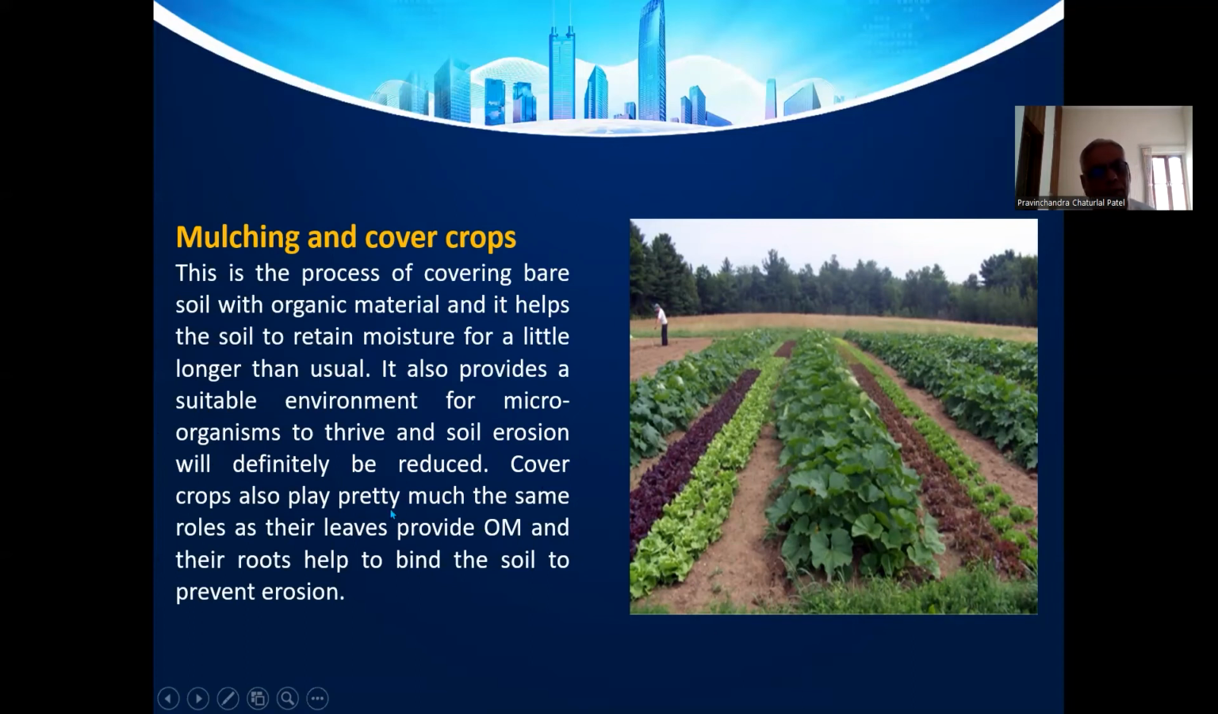Cover crops also play pretty much the same role, as their leaves provide organic matter and their roots help to bind the soil to prevent erosion. Preventing erosion is very important because you know that the top layer of soil is fertile, having higher organic matter, and if the top layer is washed out due to heavy rainfall, then we are losing the organic matter and we are getting low production.